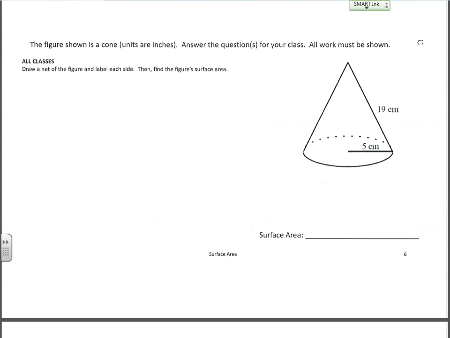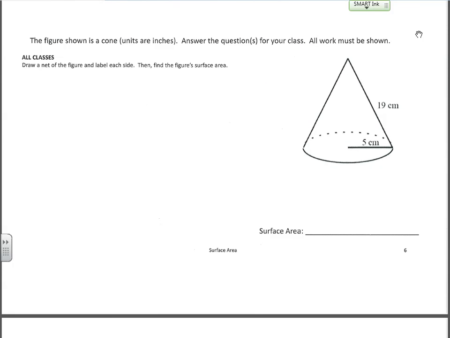Next page, surface area. And this packet's focus shape is a cone. So again, on these surface area pages, make sure you are drawing a net of the figure. That's like if we had this figure made of paper and we unfolded it and laid it flat, what's it going to look like? Label the necessary sides and then find the area of that surface figure.